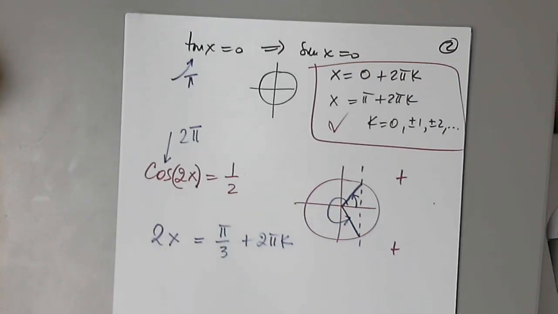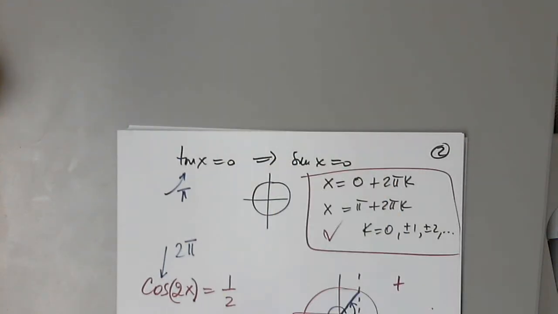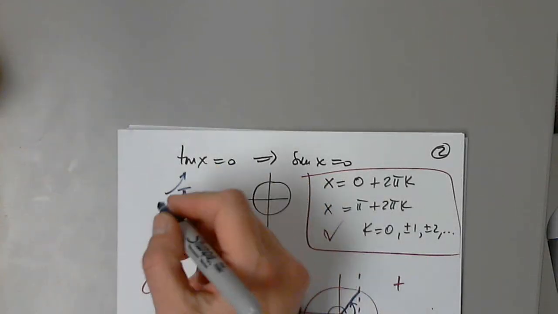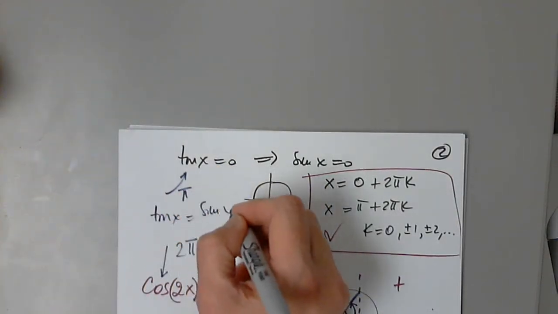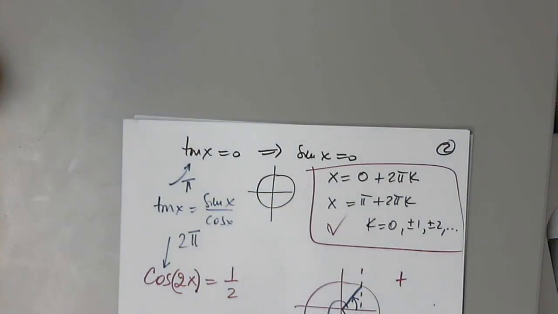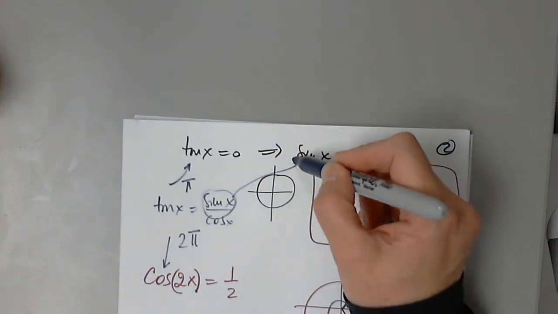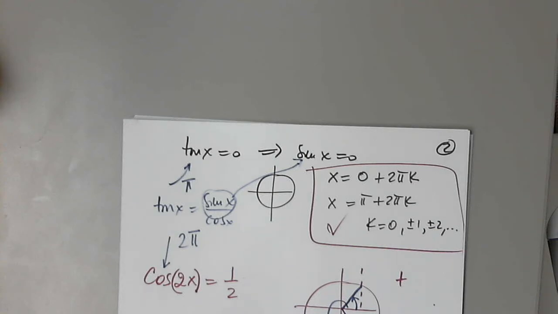Perfect. Why did you change it to sine? Because tangent is sine over cosine, and a fraction is 0 only when the top is 0. So you're just solving it for the sine part. So tangent is sine x over cosine x. A fraction is 0 when the top is 0. And you will get the same answer. Okay? Is it okay? Other questions?